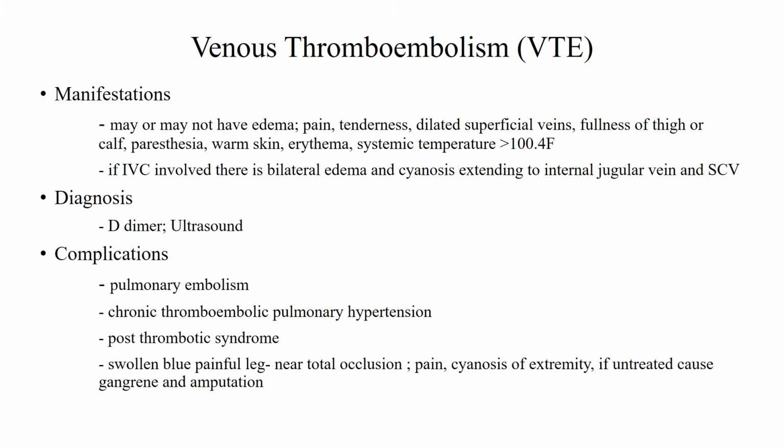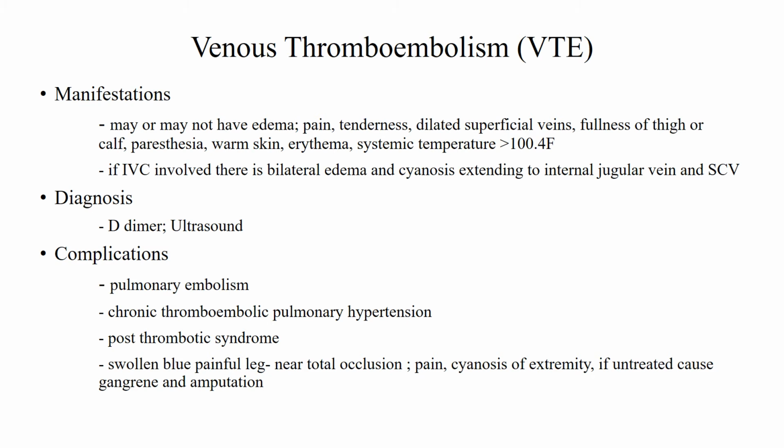There could be dilated superficial veins. The patient may complain of fullness or heaviness on the thigh or the calf area. There can be tingling on the toes and lower extremities. Skin is warm, erythema. Systemic temperature could be greater than 100.4. If the inferior vena cava is involved, there could be bilateral edema and cyanosis extending into the internal jugular vein or the superior vena cava.